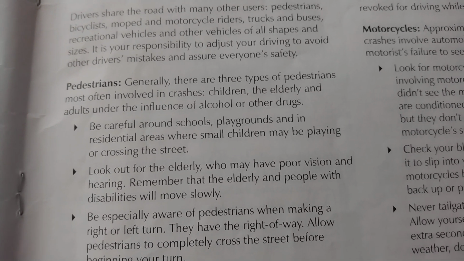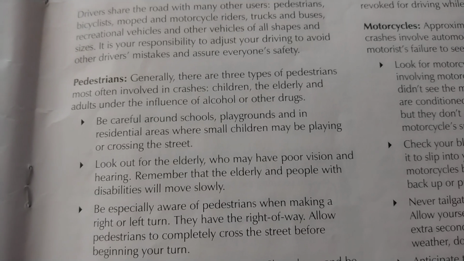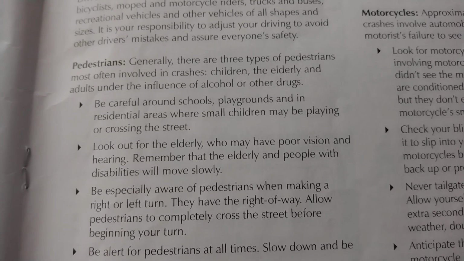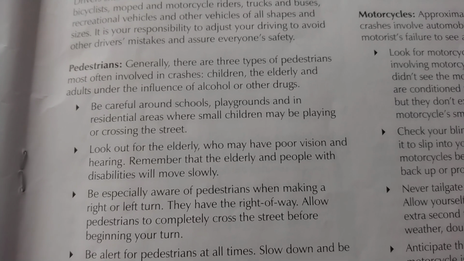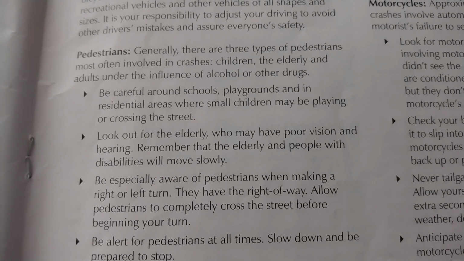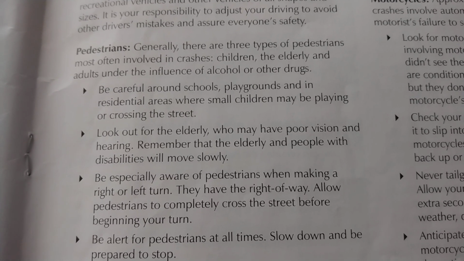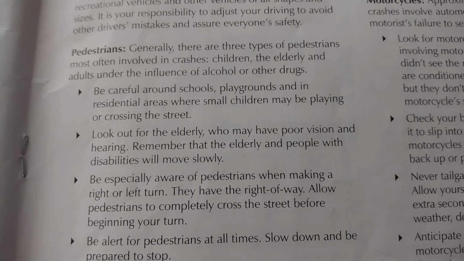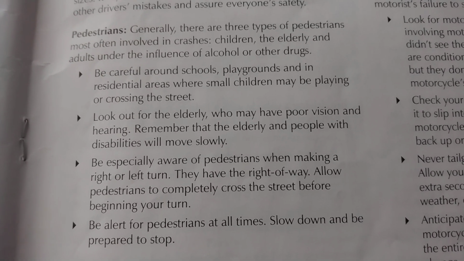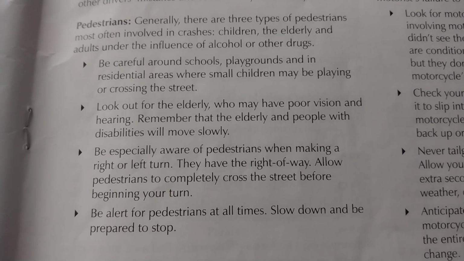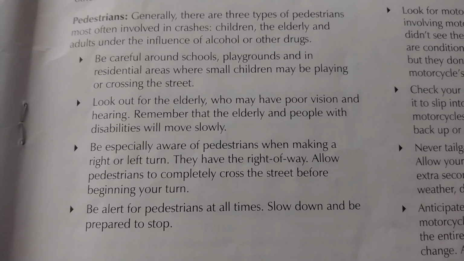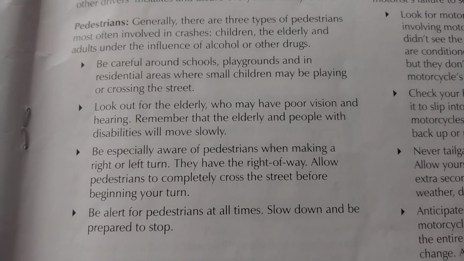Pedestrians. Generally, there are three types of pedestrians most often involved in crashes: children, the elderly, and adults under the influence of alcohol or other drugs. Be careful around schools, playgrounds, and in residential areas where small children might be playing or crossing the street. Look out for the elderly who may have poor vision and hearing. Remember that the elderly and people with disabilities will move slowly.